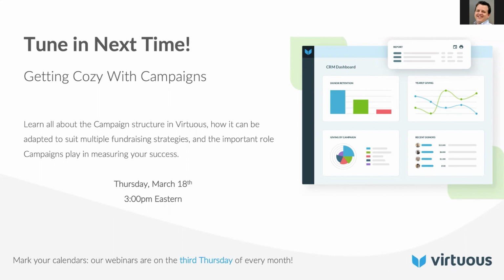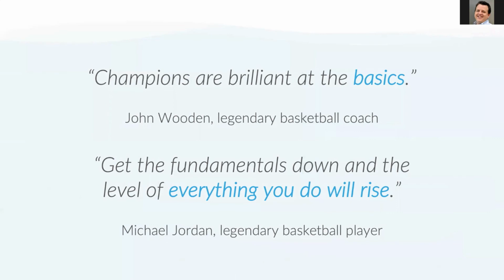And as always, I do try to leave you with something from someone smarter than me, and this month is a twofer. Just in terms of getting back to the basics, John Wooden, legendary basketball coach, said champions are brilliant at the basics. And twofer, both basketball themed, Michael Jordan himself, if you get the fundamentals down, the level of everything you do will rise. And that's what we said at the beginning. You get your head around this structure, you get your head around contacts and individuals and what relates to what, shoot, your ability to create workflows and automation sequences and everything is going to go up and up and up and up because you have a greater facility and a greater comfort level with building some of those things.